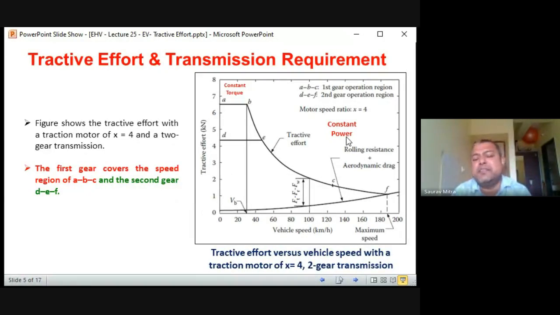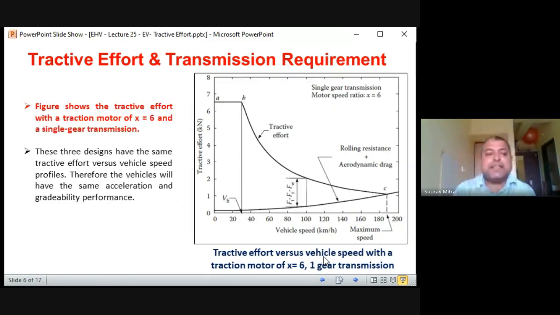Whenever tractive effort and transmission requirement is asked, this can also be a 10-mark question. You have to explain all these things with respect to three graphs. So this is the second graph where x is equal to 4, because base speed is 45 in this case, and it's a two-gear transmission, so the highest gear is the second gear. And there is a last characteristic, the single gear characteristic. Here there is only one gear, that is the first gear.